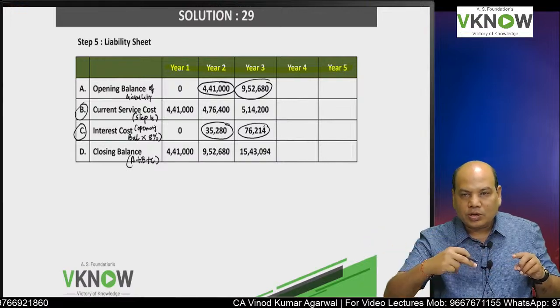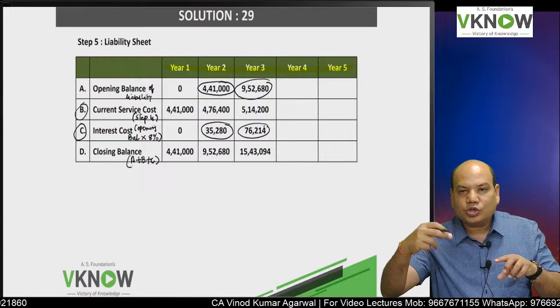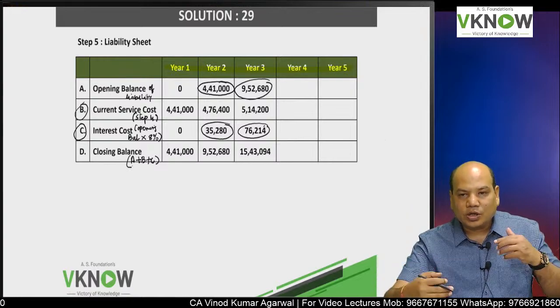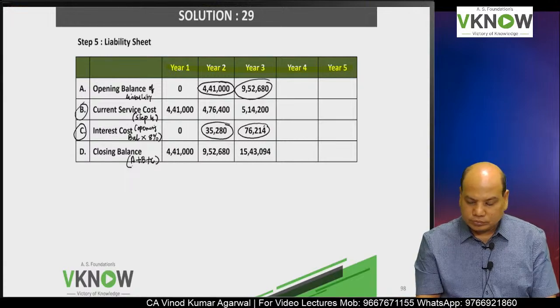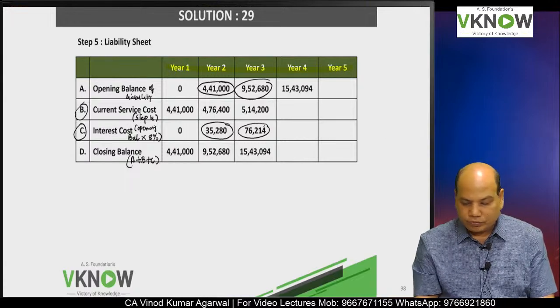Interest is calculated because we have recorded the current service cost, which is the present value of the amount payable. So on maturity, my book value of liabilities should be equal to 30 lakh. So every year the interest has to be accrued and provided for. Continue the good work.